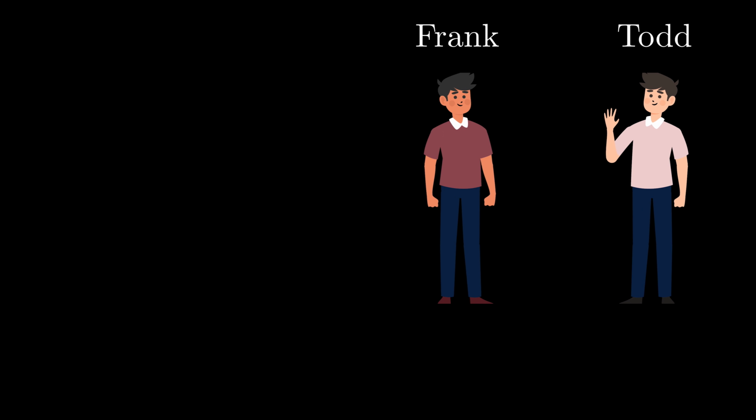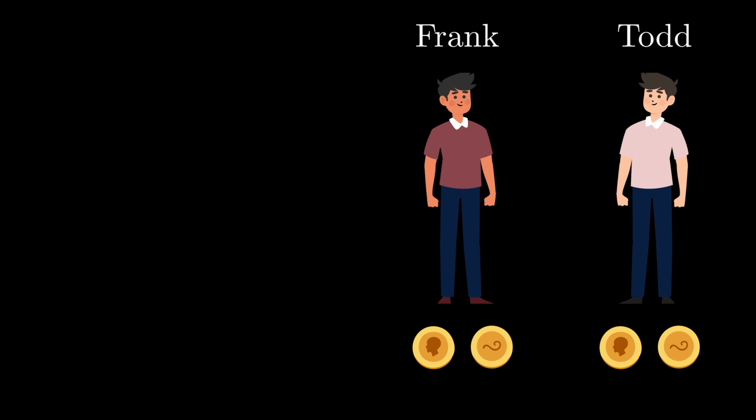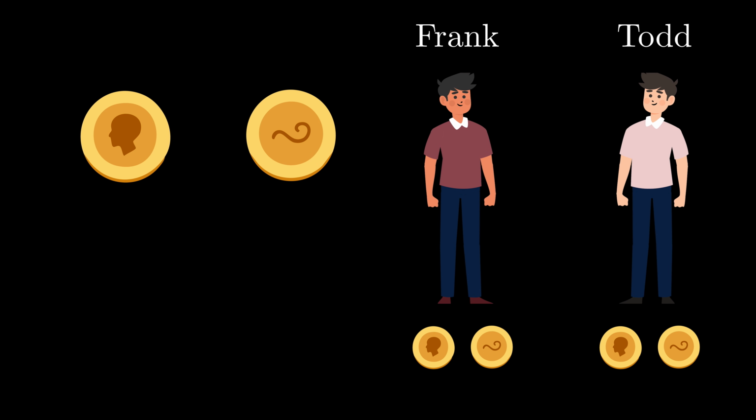And to do so, let's meet Frank and Todd, two fictional characters offering you a coin flip bet. You'll flip a coin with Frank and a separate coin with Todd. These flips are independent, meaning one flip doesn't affect the other, and we'll revisit why that matters later on. Now, if it's heads for either bet, you'll win $100, and if it's tails, you'll lose $50.